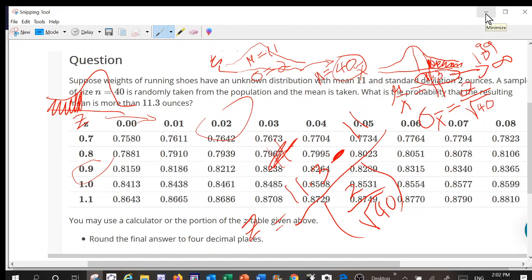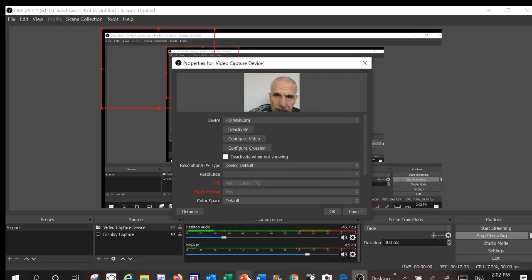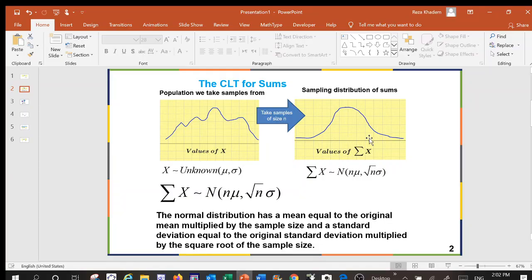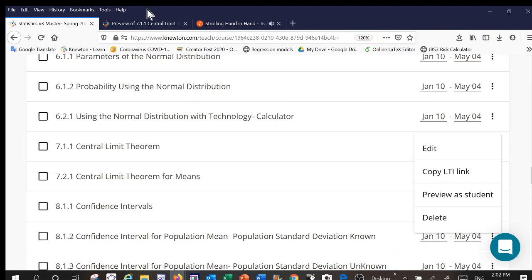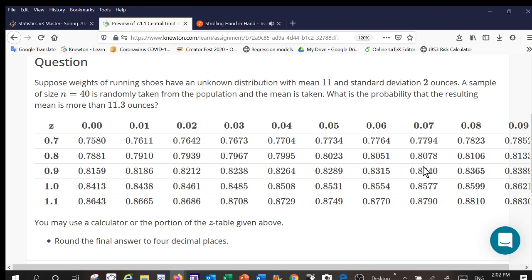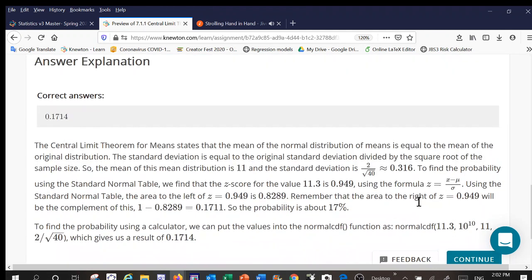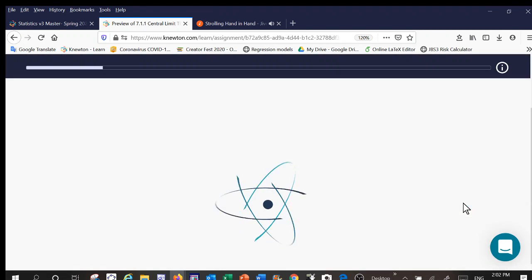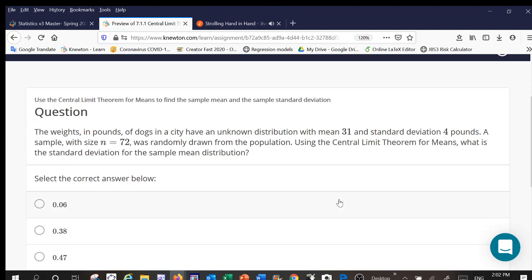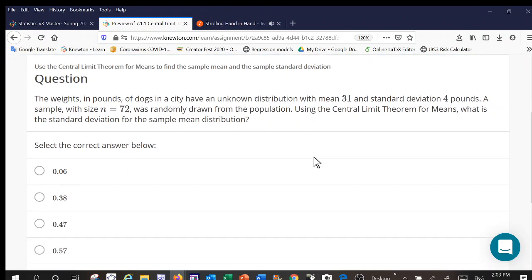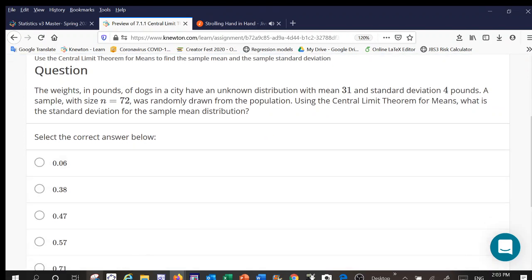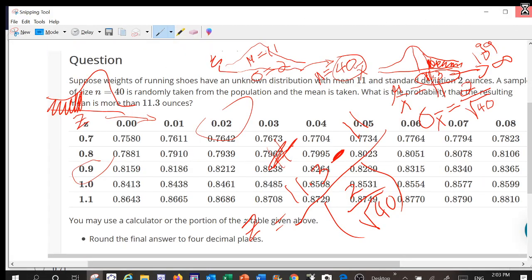But we're not going to use Z. We're going to use the normal CDF. All right, so that's that. All right, so here is another one. Let's see if it's similar. We move on. This is use the central limit theorem for means.